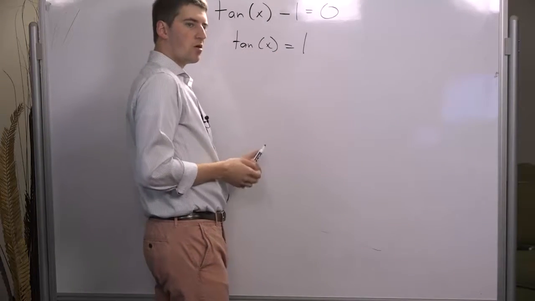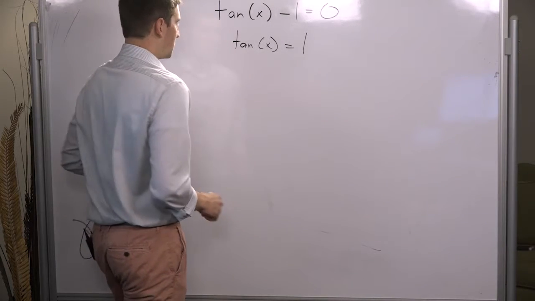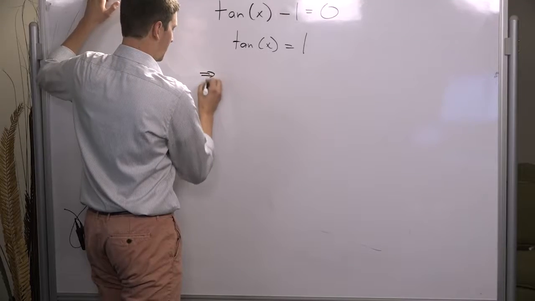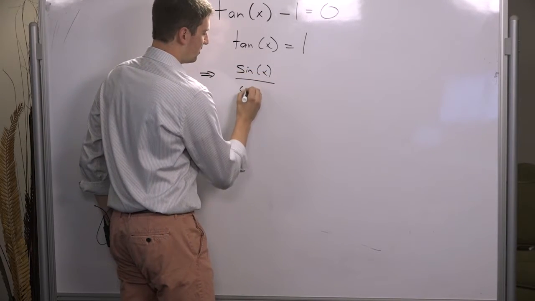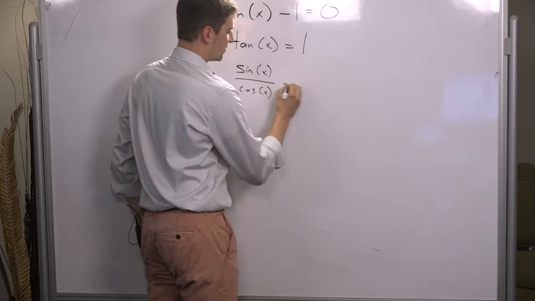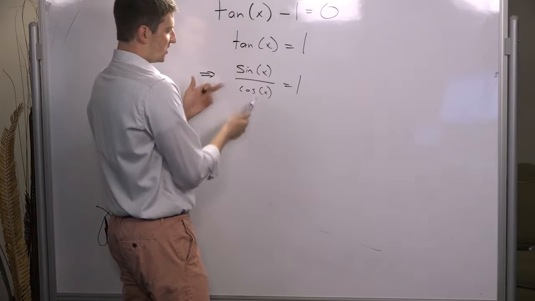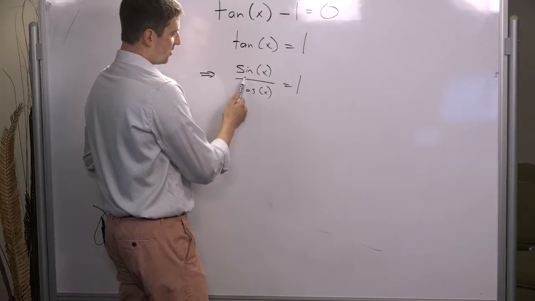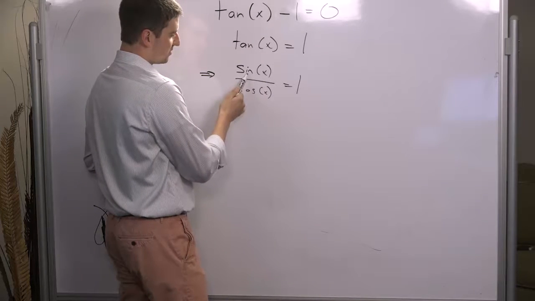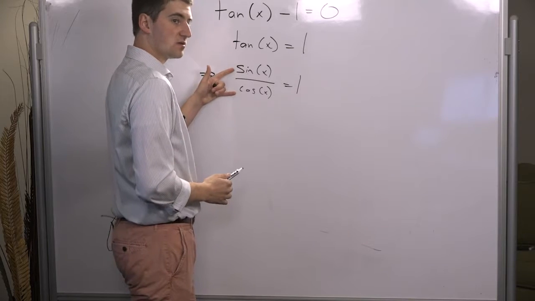Unfortunately, not many people know about tangent values, so what we can do is just write it in terms of sine and cosine. So tangent is just sine of the angle divided by cosine of the angle is equal to 1. And now what we have to do is see when this is satisfied. Since this is something over something else and that has to be equal to 1, then these have to be the same values.